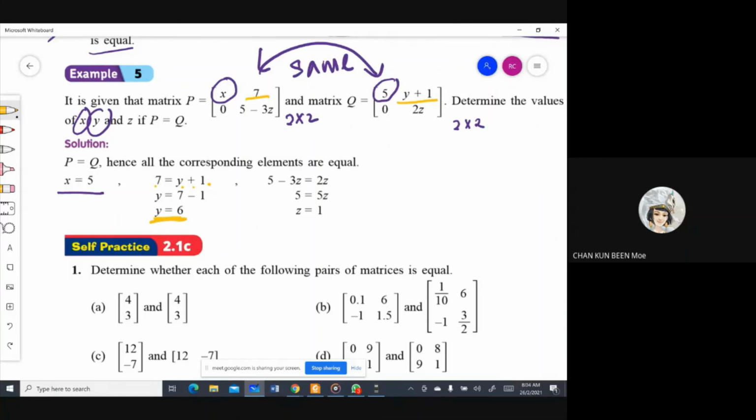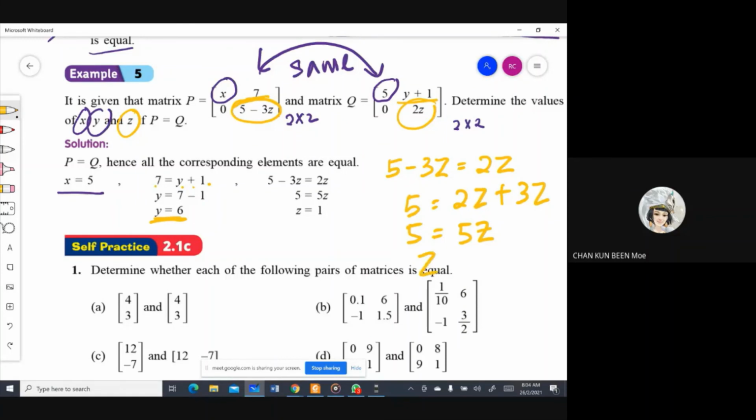And then for the third one, they ask you to find Z. So 5 minus Z is right here. 5 minus 3Z is equal to 2Z. Okay, what you do is 5 equals 2Z plus 3Z. 5Z equals 5. Therefore, Z is equal to 5 divided by 5, which is 1. Okay, so we get a 1 there.